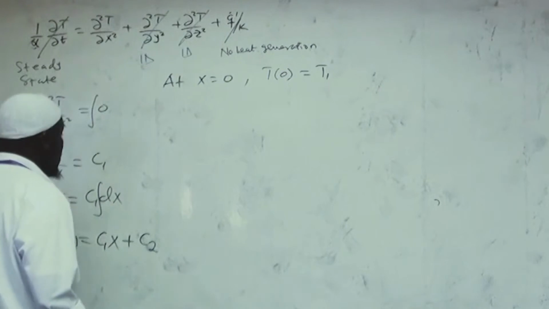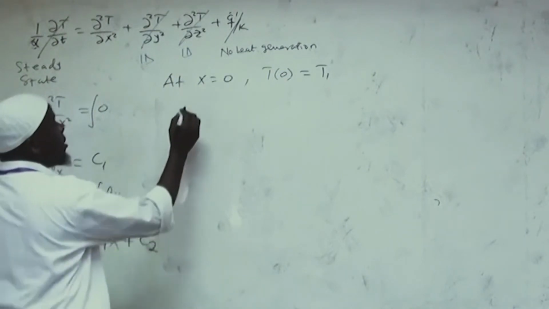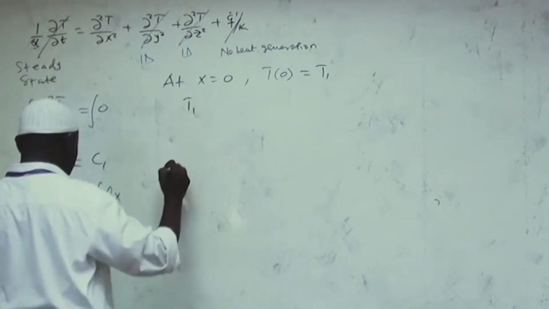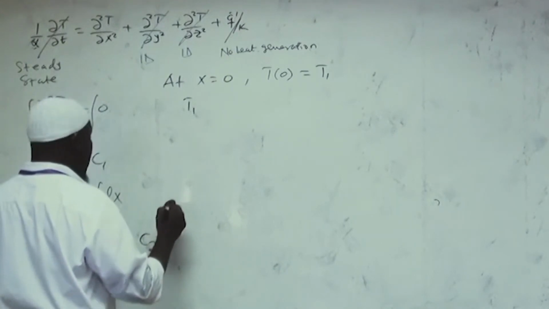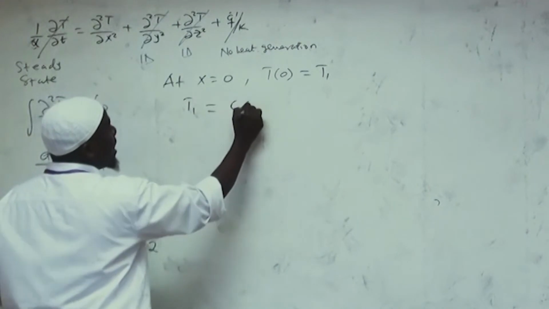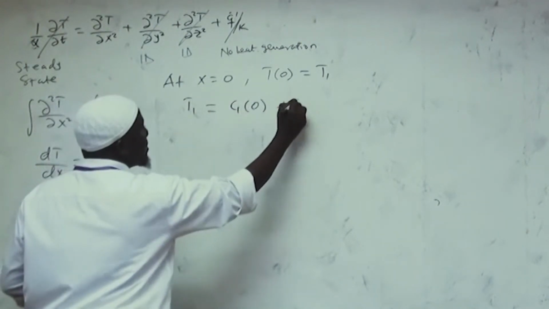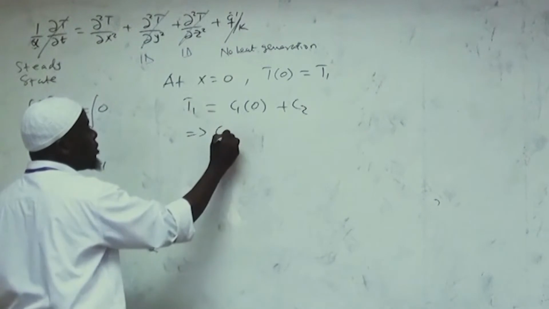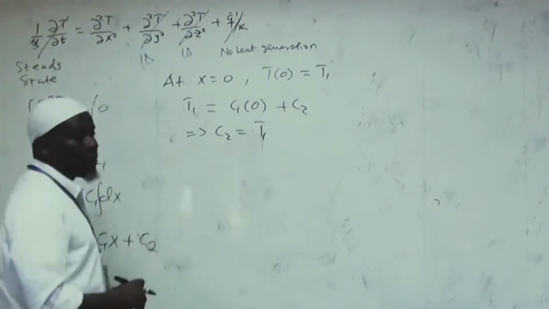Okay, so then we will substitute into this. So I will have T1 equals C1 times 0 plus C2. So it implies C2 equals T1.